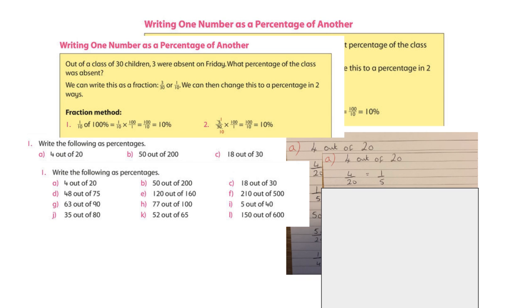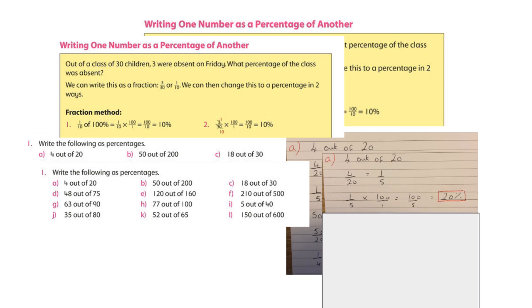Now, most of you know what 1/5 is as a percentage. You know that. But how do we work it out? We multiply 1/5 by 100 over 1, and it equals 100 over 5. When we divide 100 by 5, we get 20%. Most of you will know that 1/5 equals 20%, so you should be able to work that out without doing the calculation. But it's always good to do the calculation. Now let's have a look at B.